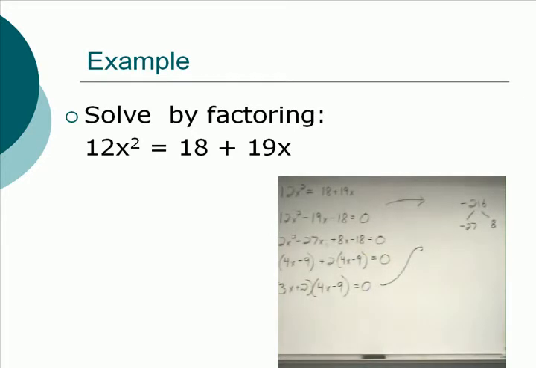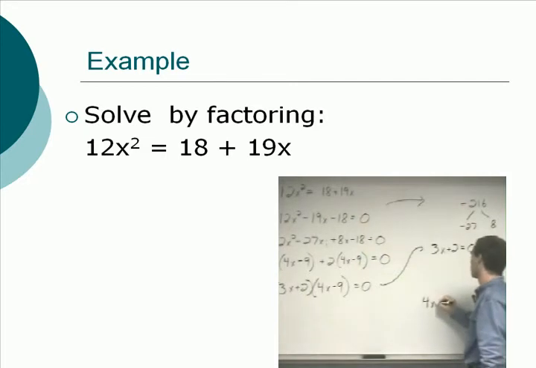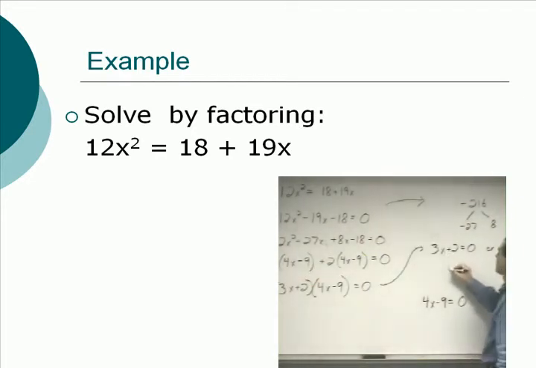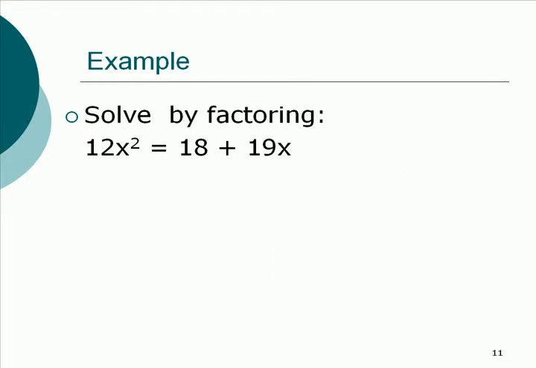Now that we have it factored, we can find our solutions. 3x plus 2 equals 0, or 4x minus 9 equals 0. So we can solve both of those. If we solve this one, we get x equals negative 2/3. And if we solve this one, we'd add 9 to both sides and divide by 4. X equals 9/4. So there's our two solutions to that equation. We can clear up? Okay.